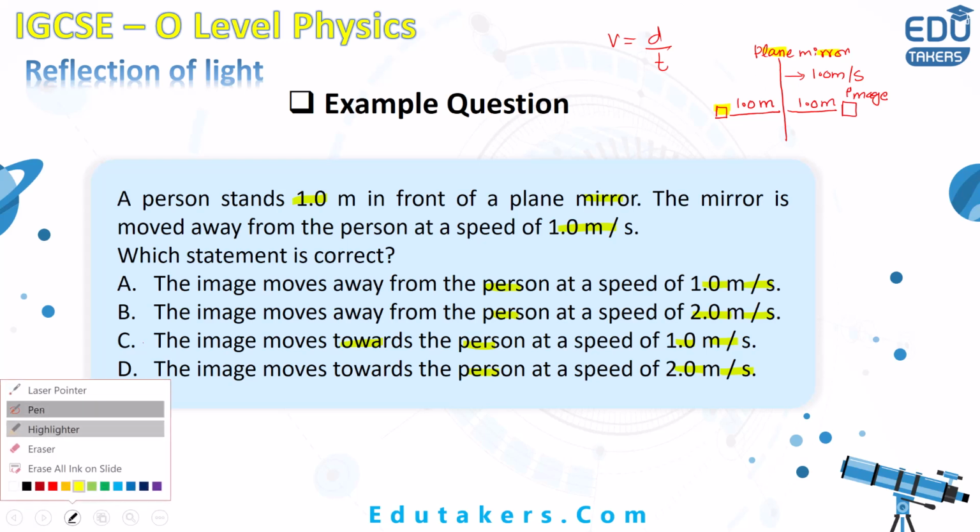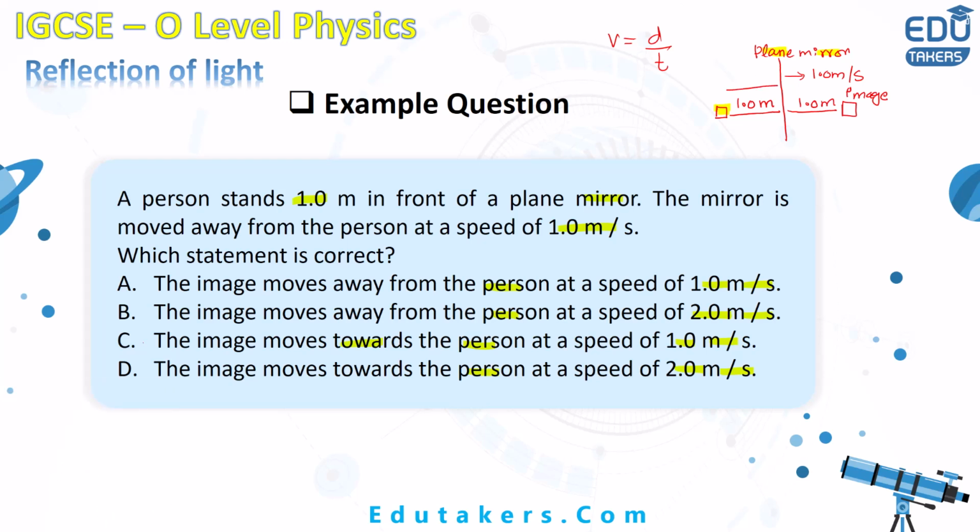I write here the distance of the object from the plane mirror. I suppose that it's d1. This distance increases as the plane mirror is moving towards the right. Then what will happen to the image with respect to the person? So see that the plane mirror is moving at 1 meter per second away from the person. Then the image is also moving at the same speed away from the plane mirror.